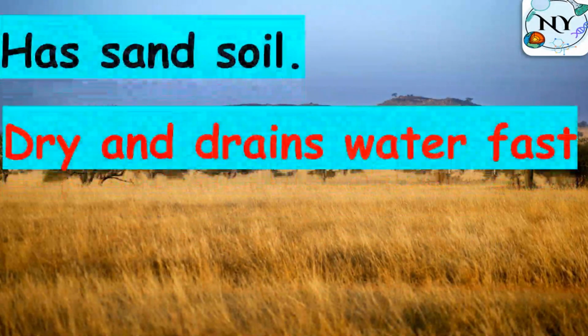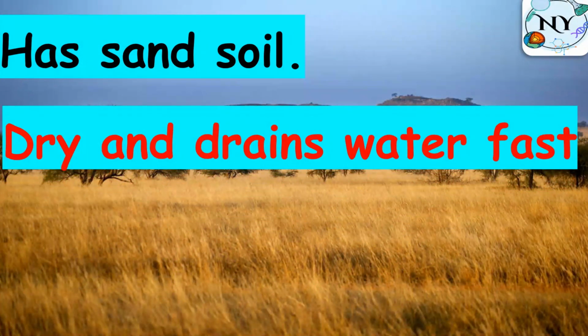So savanna grassland, the first thing that you have to know about it is it has sand soil. نفتكر مع بعض sand soil, it has, bravo, large size of particles, large pores or spaces, or it has yellow color. And sand soil here in this area is dry and drains water fast.